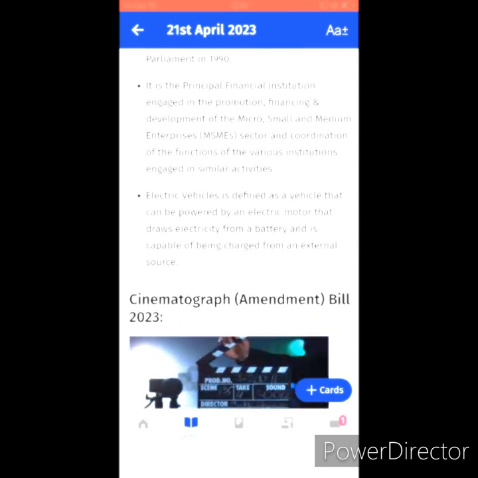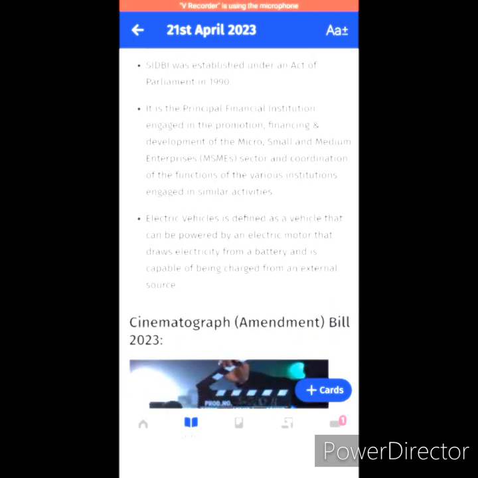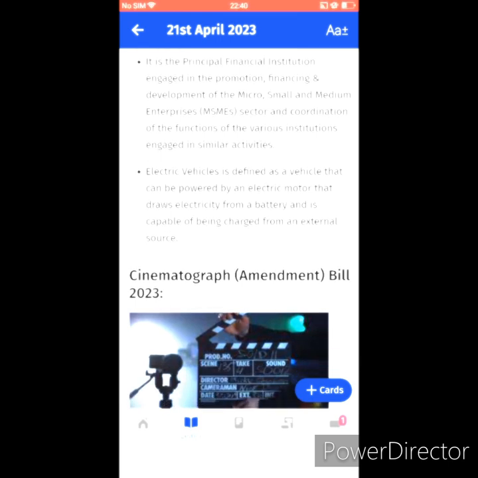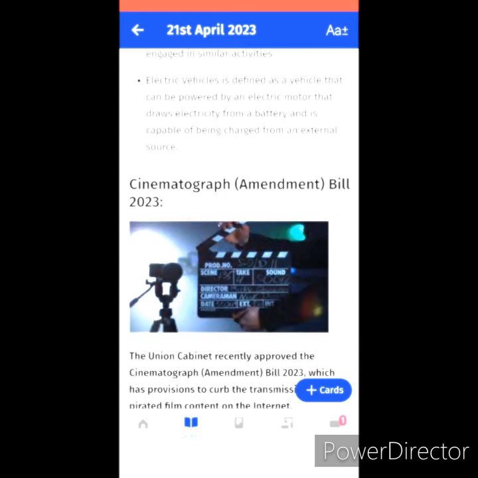SIDBI was established under an Act of Parliament in 1990. It is the principal financial institution engaged in the promotion, financing, and development of the micro, small, and medium enterprises sector and coordination of the functions of various institutions engaged in similar activities.